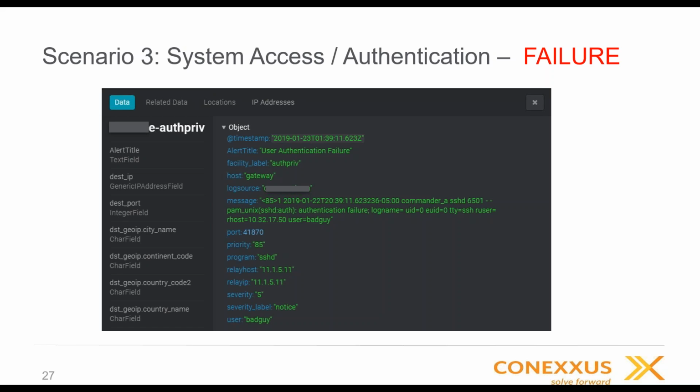So I can say, all right, our host was 1032.17.50. I can look at various other systems throughout my network. Did I see attempts to any other system from that IP address as well? Is it just this system that I'm worried about, or is it multiple systems I have to be worried about?